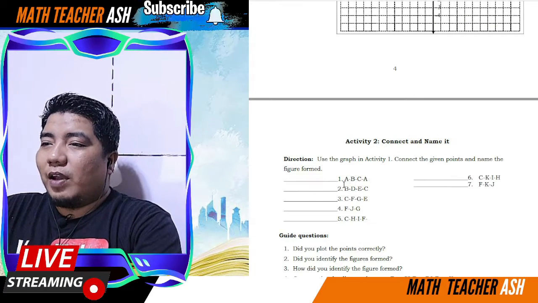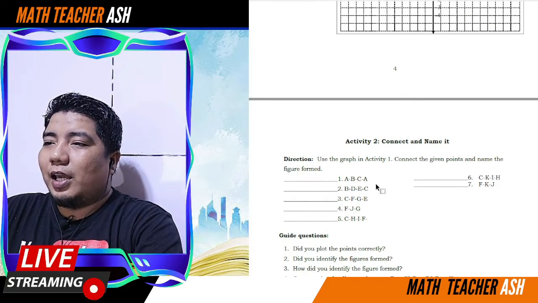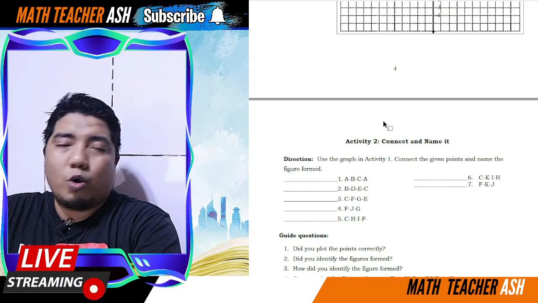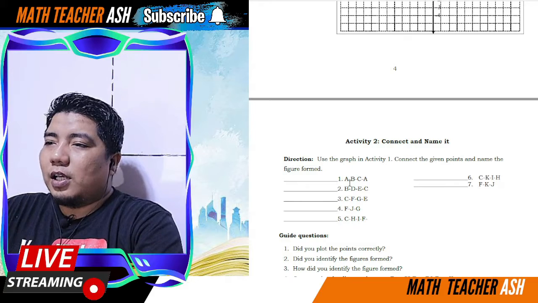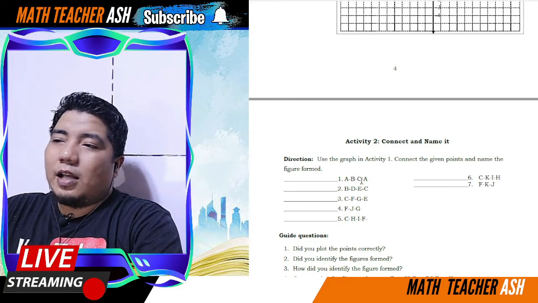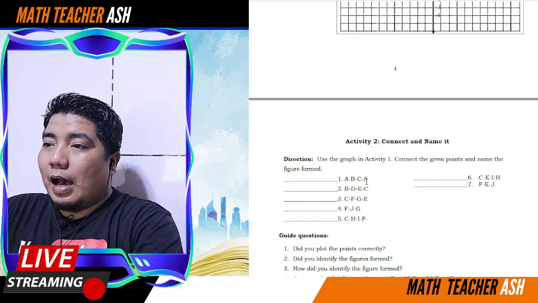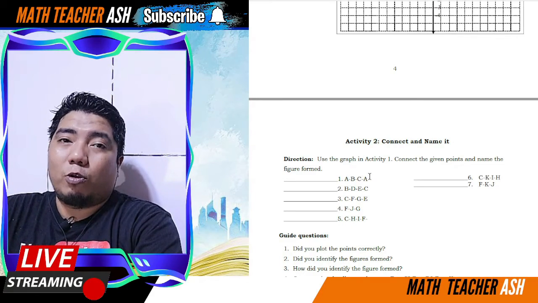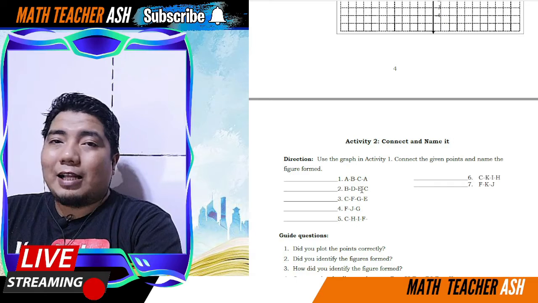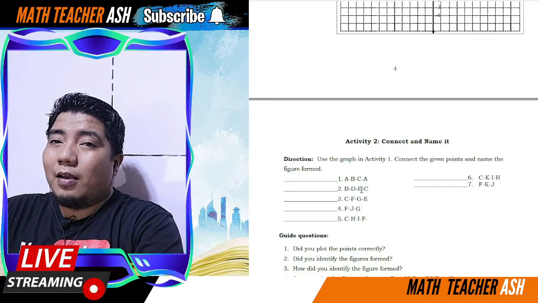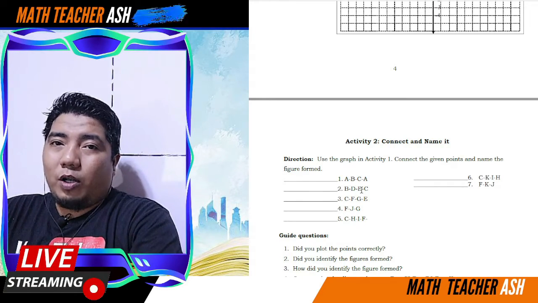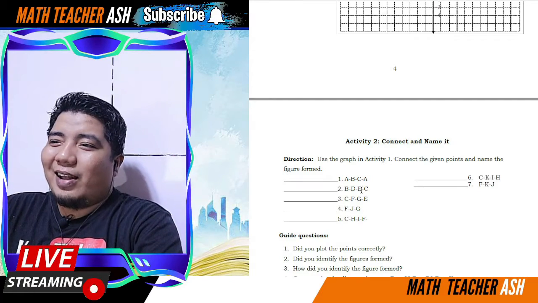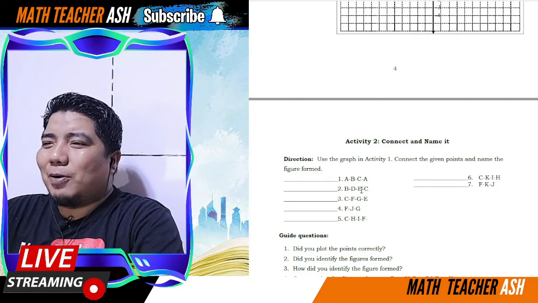So if ever, number 1, we have A, B, C, A. So from A, you go to B, from B, you go to C, and then from C, you go back to A. So of course, since these letters are 4 pero dalawa dito magkapareho, so 3 letters lang ito. Of course, kung 3 letters lang yan, so that means you will be making a 3 vertices polygon. And what is that? That is a triangle. Okay, so napakadali lamang po, my dear math learners.